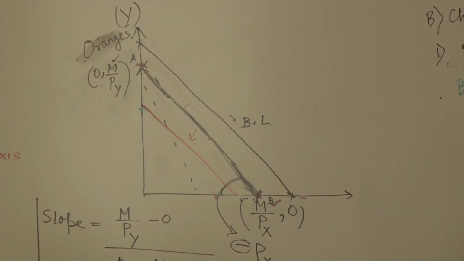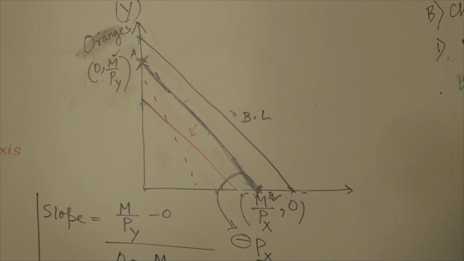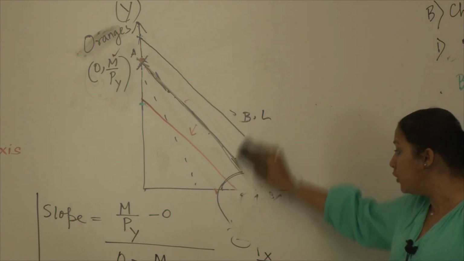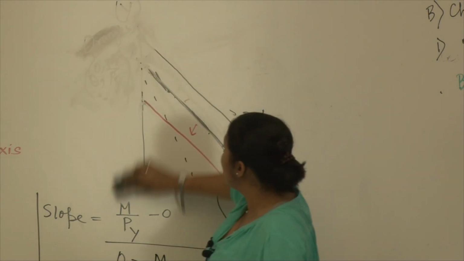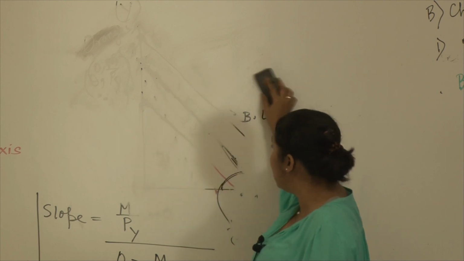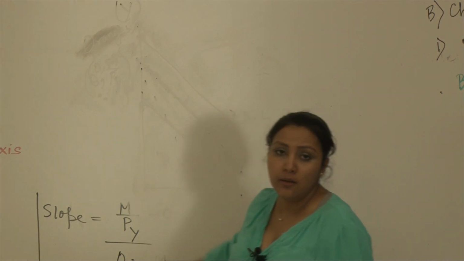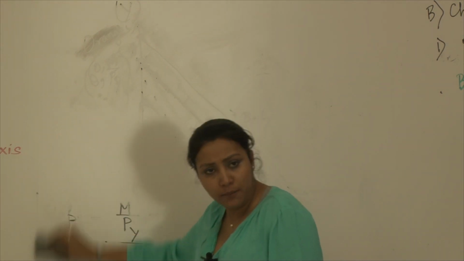So, you can keep a note for yourself that if everything changes in the same proportion, if all 3 variables m, Px and Py, they all change in the same proportion, then you do not have any change in the budget line. Okay?